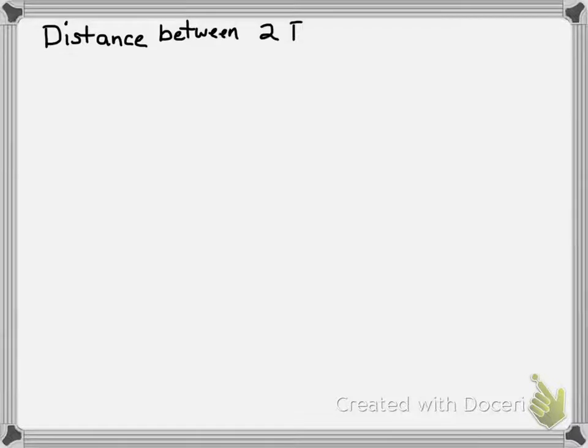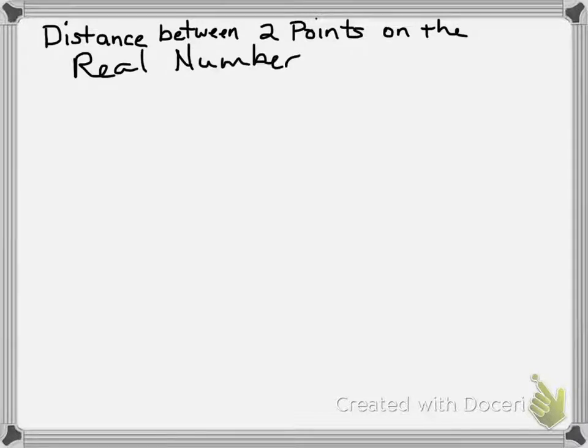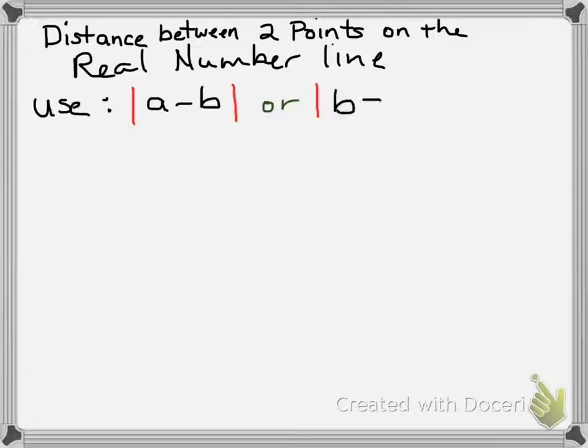So we're going to continue with part of the lesson. Now we're going to be covering the distance between 2 points on a real number line. So it's pretty basic, it's pretty simple. So these are the two formulas that you could use: the absolute value of a minus b, or the absolute value of b minus a.